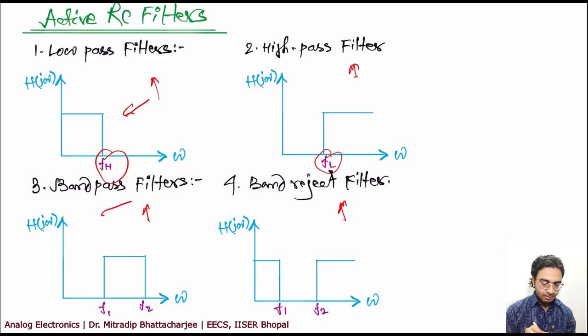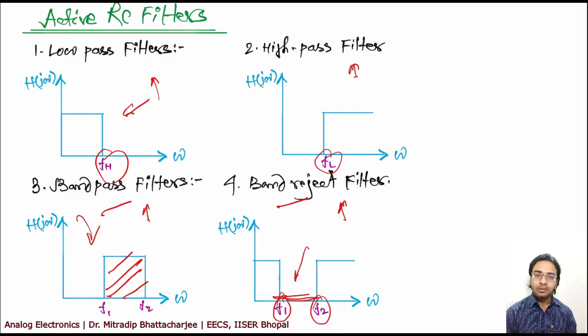Band pass and band reject filters are nothing but a combination of high pass and low pass filters. The band pass filter allows a certain band of frequencies from F1 to F2. Anything which is not in that band will not be allowed. So this is called a band pass filter. Similarly, a band reject filter allows all the frequencies but does not allow a particular band. From F1 to F2 there is no signal available. So these are the typical four filters.